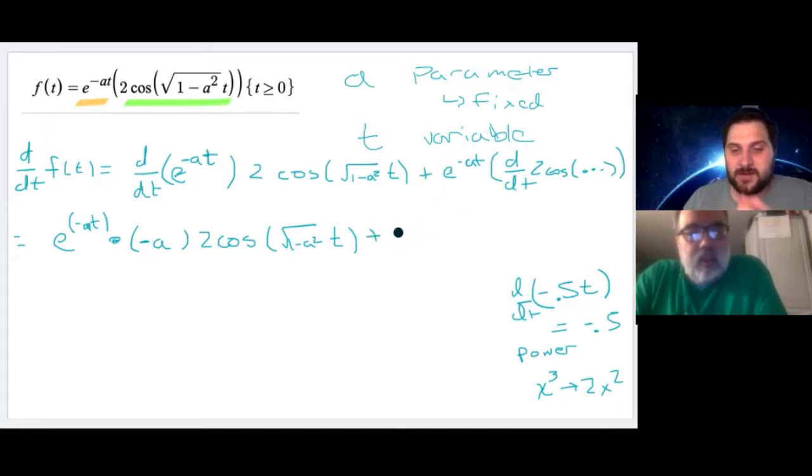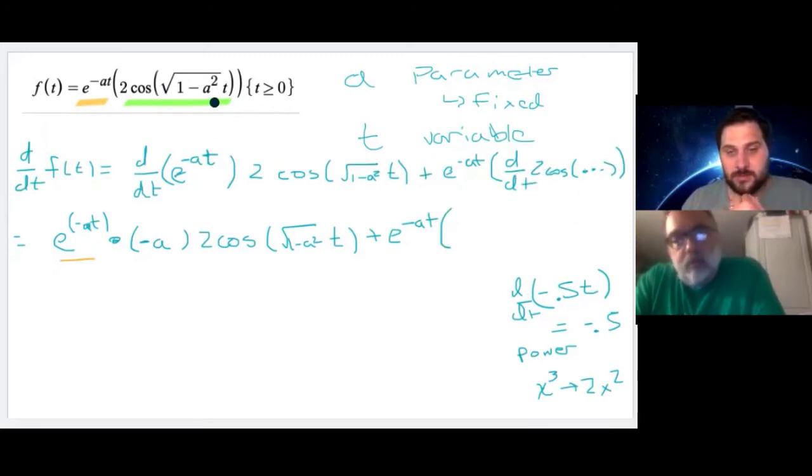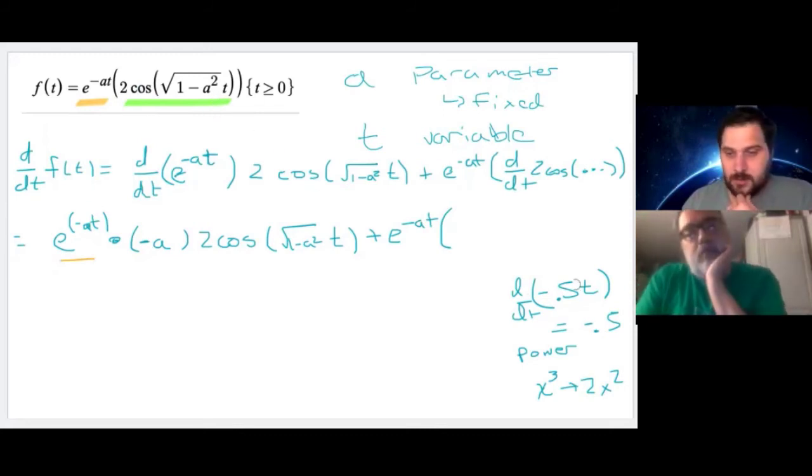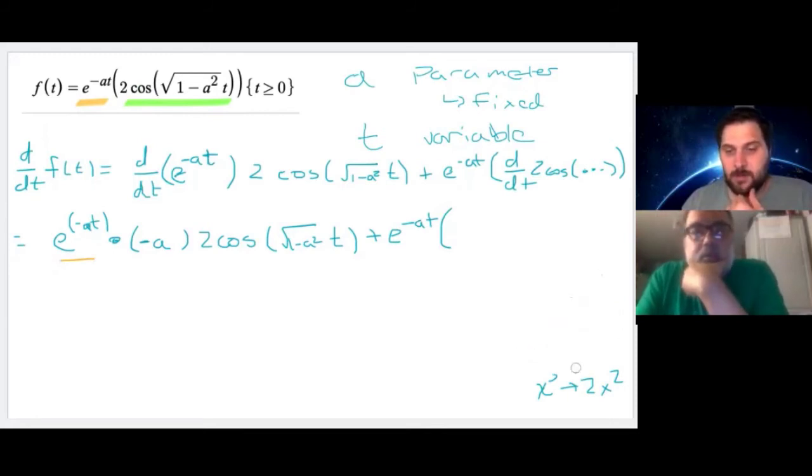All right, so now I got to do this part. Notice what I said earlier is now happening. This minus e to the minus at is going to occur in both terms, which will help me compactify it a little bit. So I have the minus at, e to the minus at, and now I have to take the derivative of this green part. All right. Now, here's another point where I could try to do too much. Definitely, yeah.